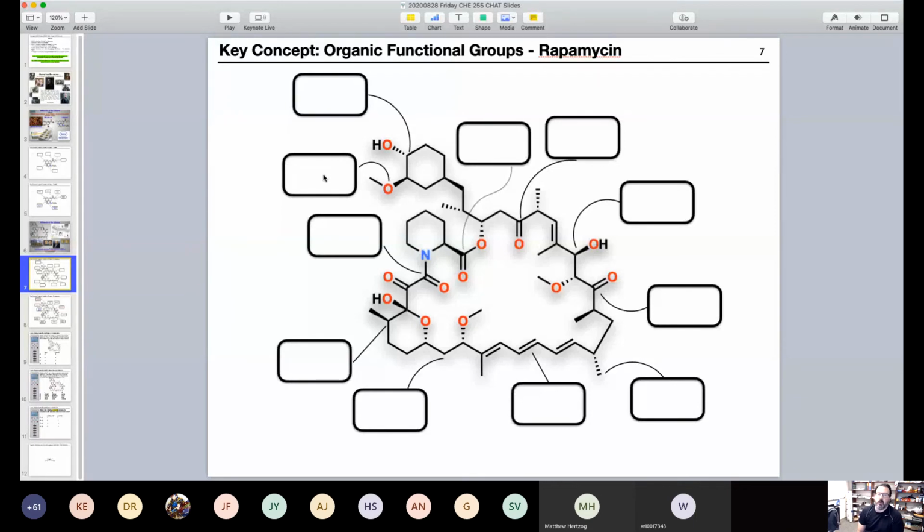The functional group shown, that is an ether. Again, we have carbon, oxygen, carbon, that's an ether. Moving down to this one, we're pointing at this carbon now. What is this functional group?